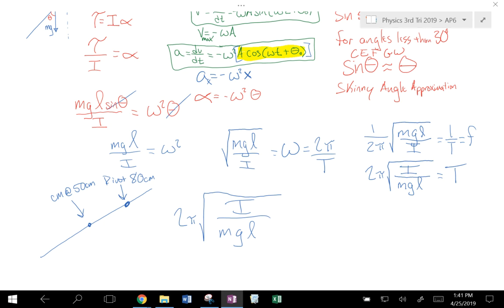Because I know the moment of inertia of a stick about its center of mass, or at least I should, right? Check your neighbor really quick. Are they cool? What is the moment of inertia of a stick about its center of mass?